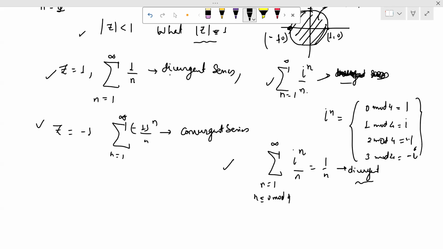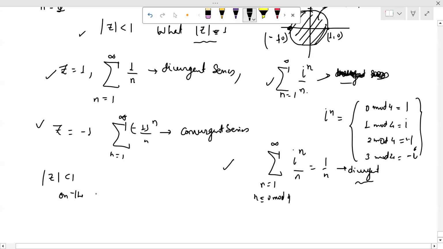So one has to understand that this particular radius of convergence here is mod z less than 1. And on the circle, that is mod z equal to 1, you cannot say anything with certainty. There is a possibility that you may get a convergent series also if you take z equal to minus 1. Is that fine?